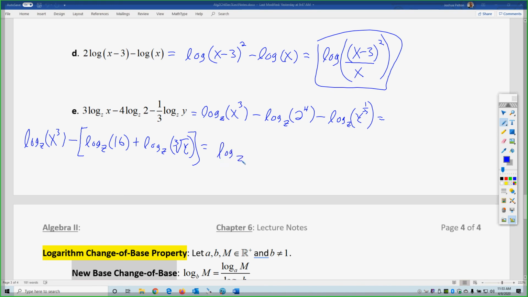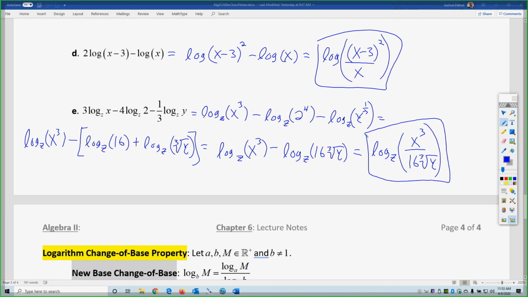We have log base z of x to the third minus log base z of 16 times the third root of y. Okay, so I think we're good so far. So the final step is the quotient rule. So log base z, numerator is x to the third, and the denominator is 16 third root of y. Okay, so that completes the condensing and the expanding, which are the necessary skills to be able to solve equations moving forward. That is the end of part 3.